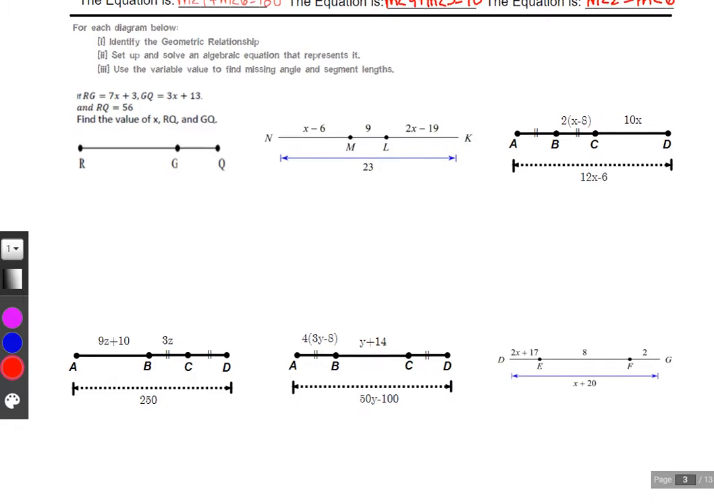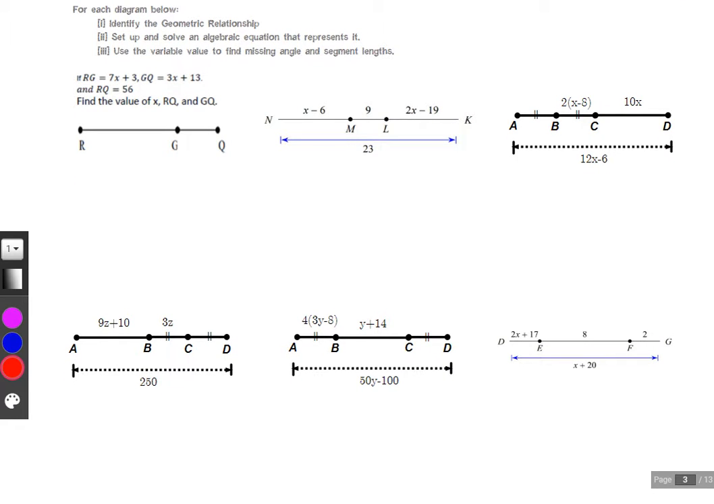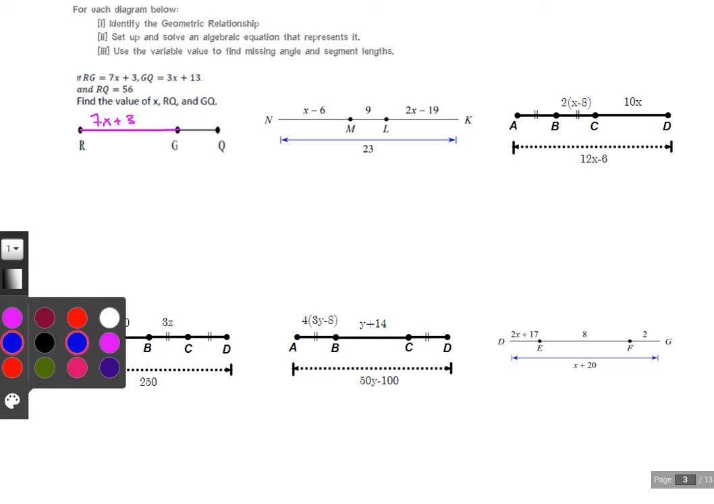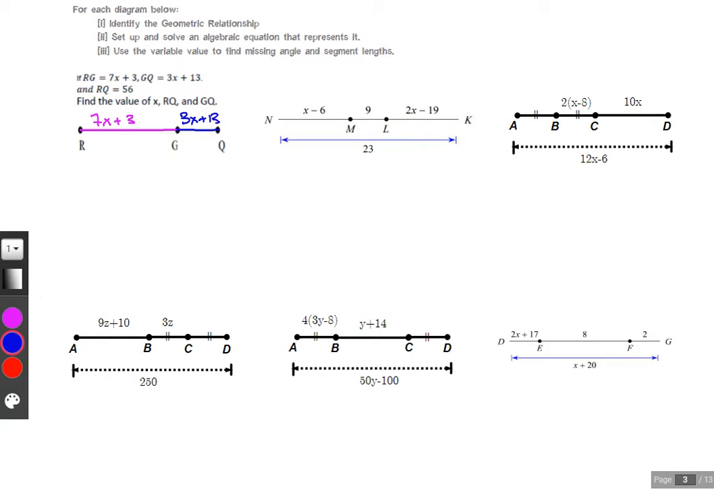All right, so this is a question we've asked you 675 times in class. Recognize something and give it a geometric name, write an equation, solve it, and then go back and do some substitution. So here's what I noticed. We're given RG, which is 7x plus 3, and we're also given GQ, which is 3x plus 13, and then we're told the entire value from one end to the other is 56. To me that screams segment addition postulate.